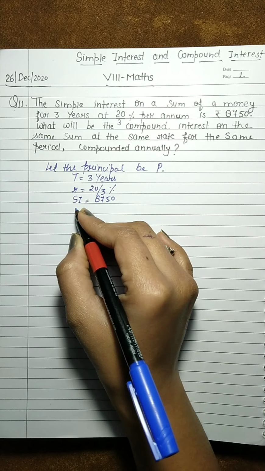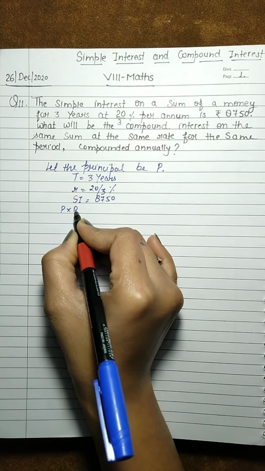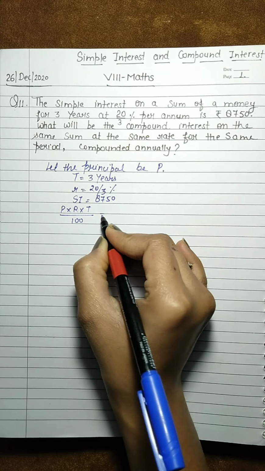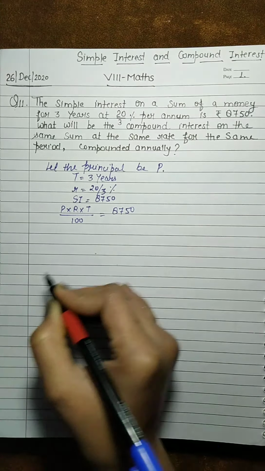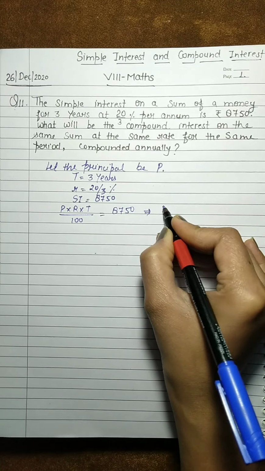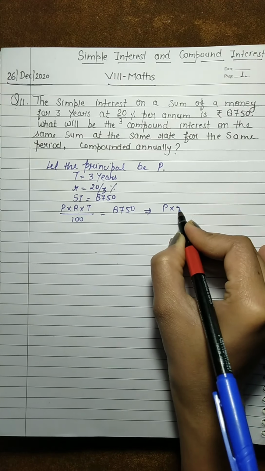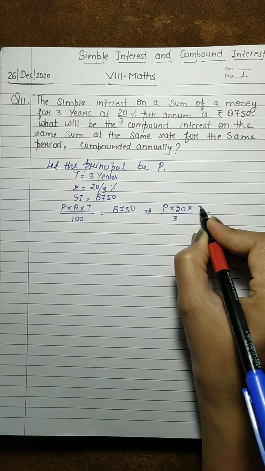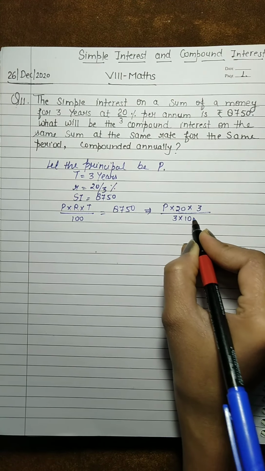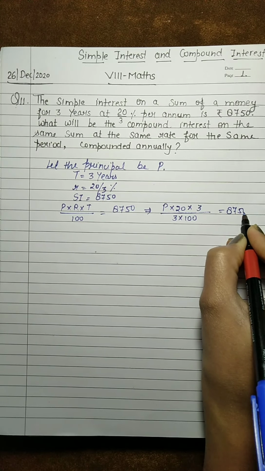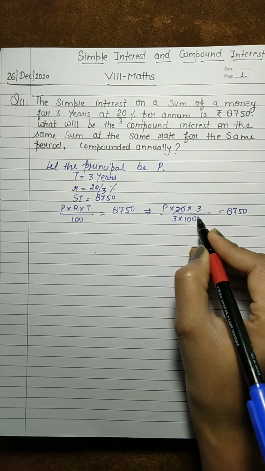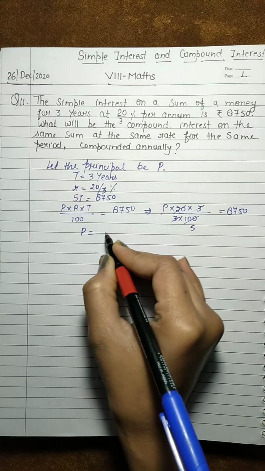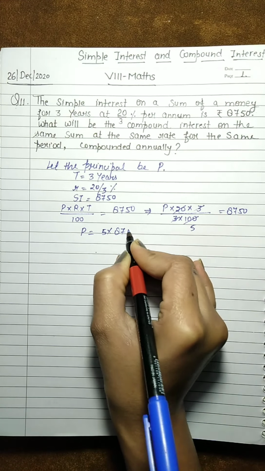So as you all know, what is the formula of SI? That is P into R into T upon 100. Okay students, clear? So that will be equal to this one. Here P we don't have, so it will be as it is, and R is here 20/3, and T is 3 years, and upon 100 is equal to 8,750. Okay, so 25 is 100, and 3 cancels with this 3, so P is equal to 5 into 8,750.